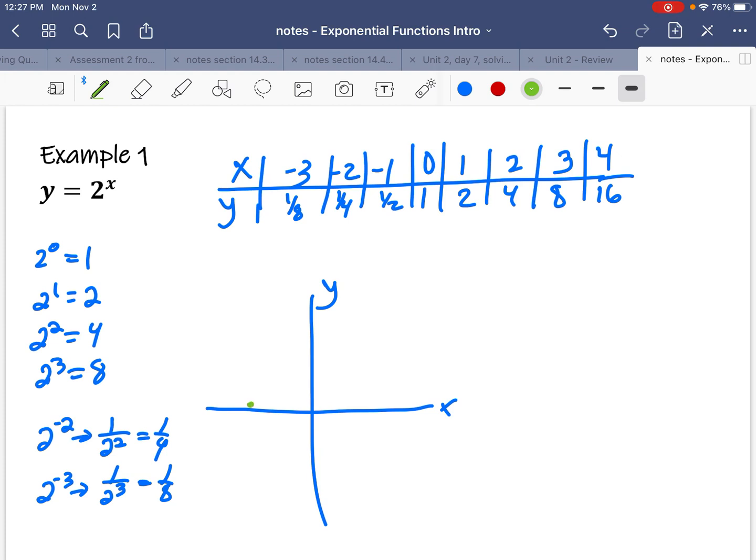So it's really close to the x-axis. Negative 2 and positive 1/4. So a little bit higher. Negative 1 and 1/2, a little bit higher. And then finally 0 and 1, right there. Then 1 and 2. And then it starts to rise up really fast. 2 goes all the way up to 4. 3 goes all the way up to 8. And finally 4 to 16, which I'm not going to show.